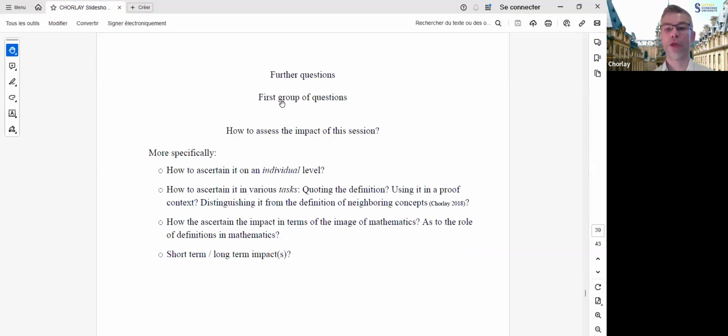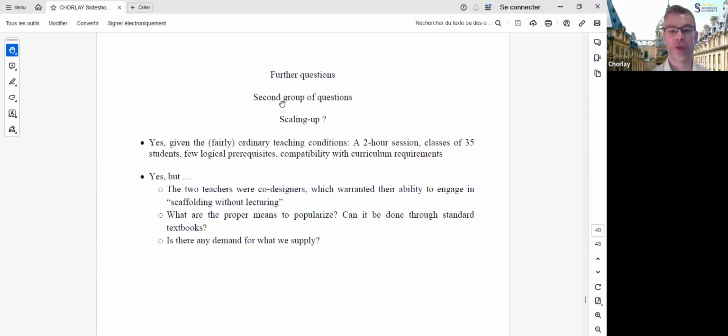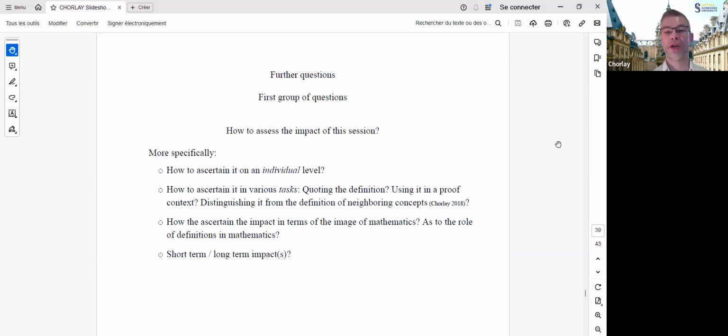So this is the conclusion. What could be the next steps? So 2 slides with questions. So, of course, can we assess the impact of this session?